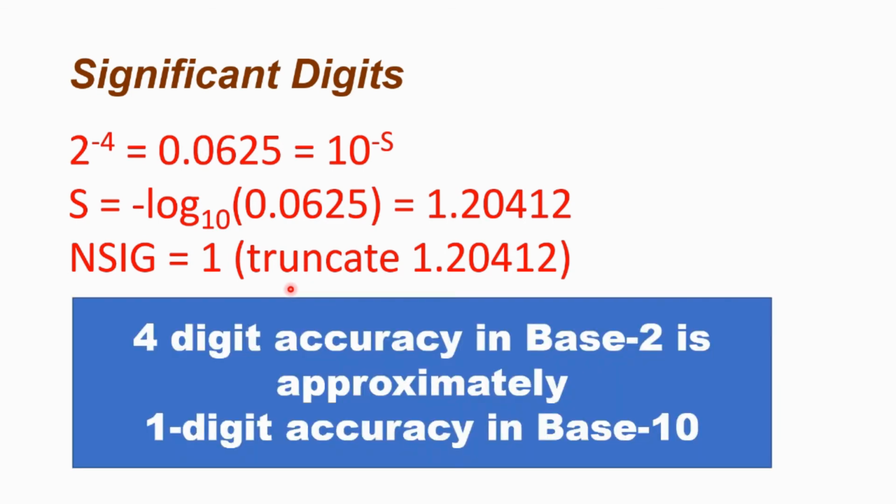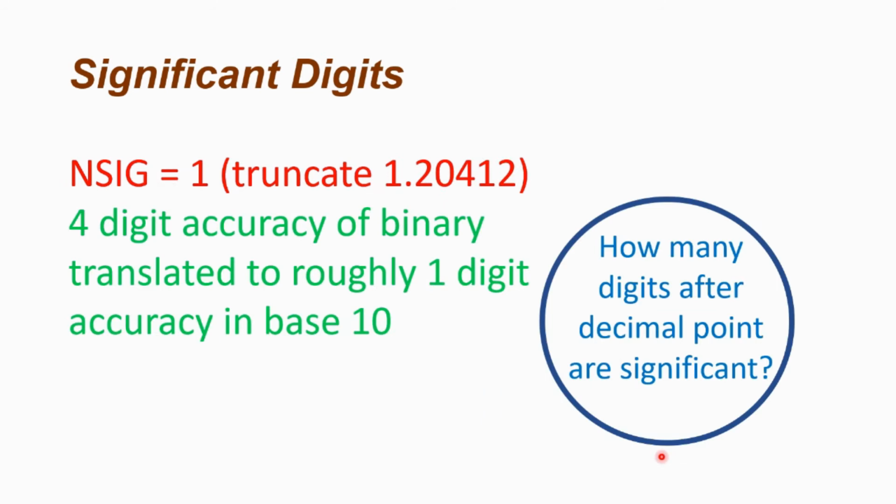What does it mean? It means that a 4-digit accuracy in base 2 is approximately equal to a 1-digit accuracy in base 10. So this depends on the number of bits in the mantissa of the binary storage. So we see that a 4-bit storage gives us only a 1-digit accuracy in base 10, which is really very poor, but that's what we have to expect from an 8-bit representation.